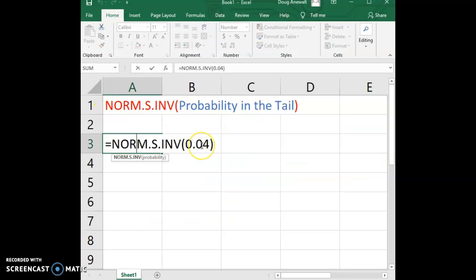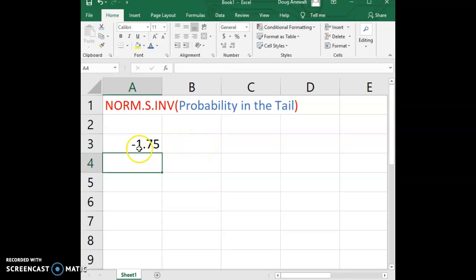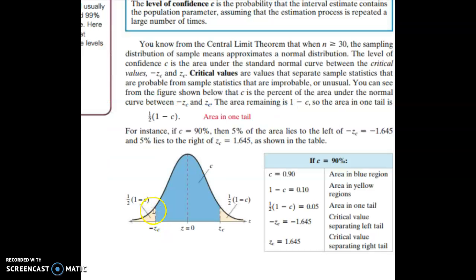We want 4% to be the amount in the tail. So this is the left-hand critical value, negative 1.75. And then positive 1.75 would be the right-hand critical value. And there would be 4% in each of the tails and 92% in between those critical values.